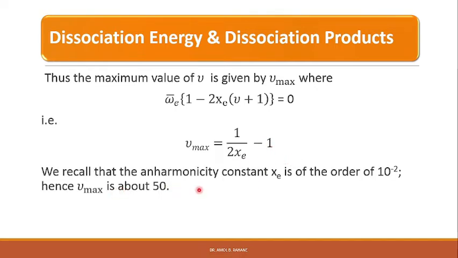We recall that the anharmonicity constant Xe is of the order of 10 raised to minus 2, and hence nu max is about 50. That means for the vibrational levels, if we get nu equal to nu max, nearly equal to 50, in that case our dissociation energy limit will be reached, right?